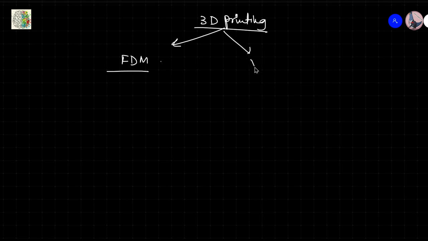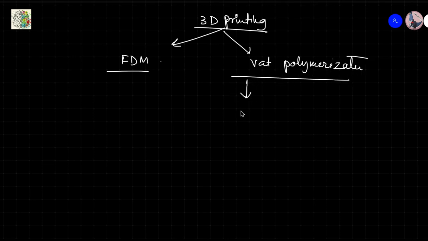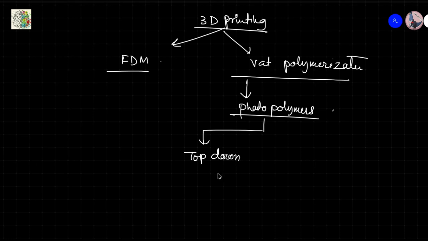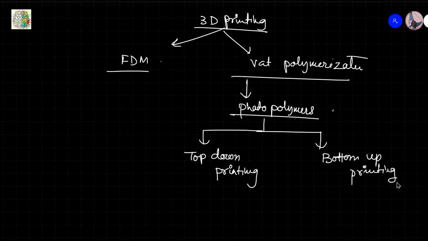So 3D printing methods are of two types. One is FDM, which is fused deposition method. Another one is VAT polymerization. In VAT polymerization, your input was photopolymers, and in this also there were two approaches. One was top-down printing, and another one is bottom-up printing. You remember this printing word because this entire additive manufacturing is called bottoms-up manufacturing, whereas these two are top-down printing and bottom-up printing.